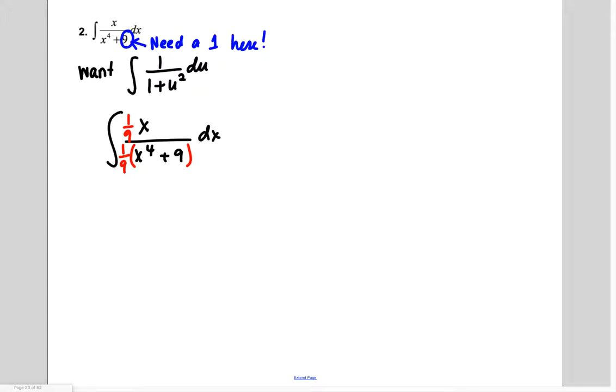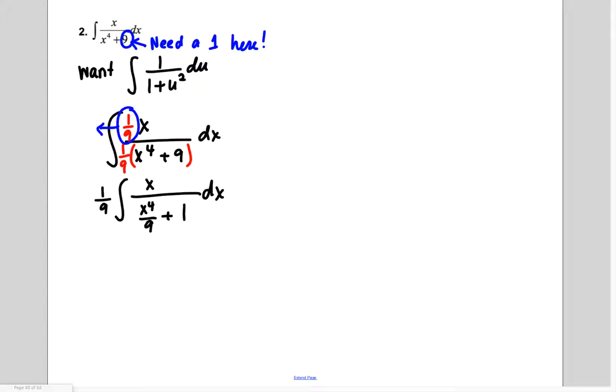All right. I don't like this 1/9 on top. I pull it out front. But I like it on the bottom. I like that x to the 4th over 9 plus 1 because that's what I wanted, right? Ding, ding, ding. You have a 1 there. All right, we're almost there.